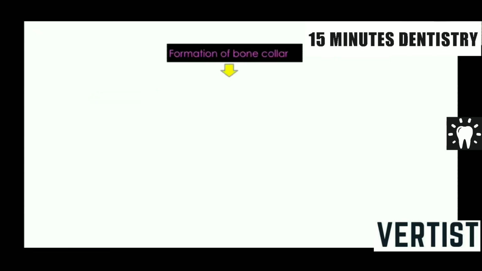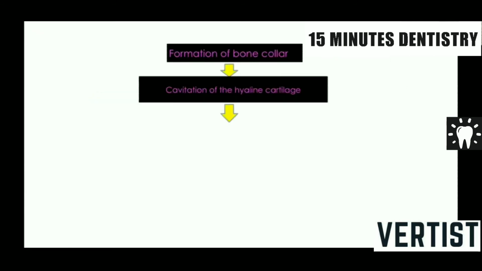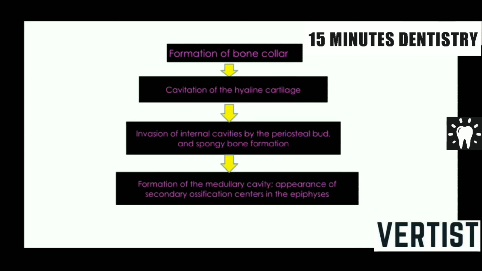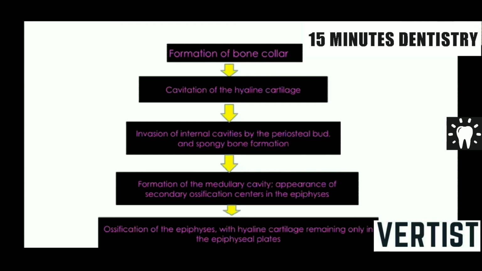So formation of the bone collar, cavitation of the hyaline cartilage, invasion of internal cavities by the periosteal bud and spongy bone formation, which will lead to formation of the medullary cavity inside. There's appearance of secondary ossification centers in the epiphysis, and then finally you get the ossification of the epiphysis with the hyaline cartilage remaining only at the epiphyseal plate. So only at the epiphyseal plate you have the hyaline cartilage.